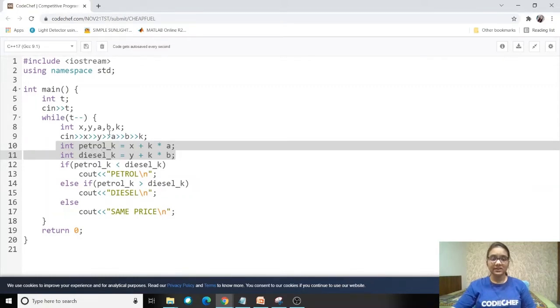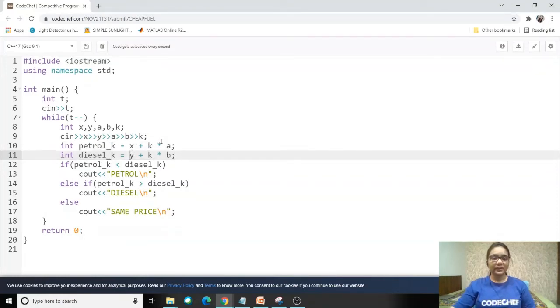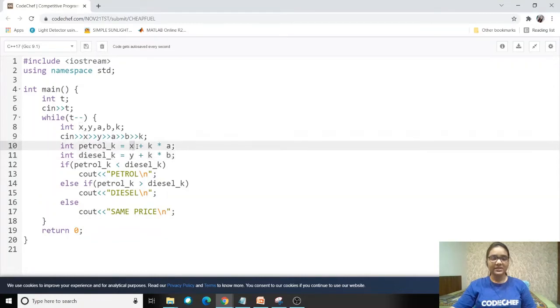So as we discussed, the price of petrol and diesel are increasing by A and B respectively, A rupees and B rupees respectively, at the end of each month. So all we have to do is initial price plus K times A and B respectively for petrol and diesel. So we will get the price of petrol and diesel at the end of kth month.